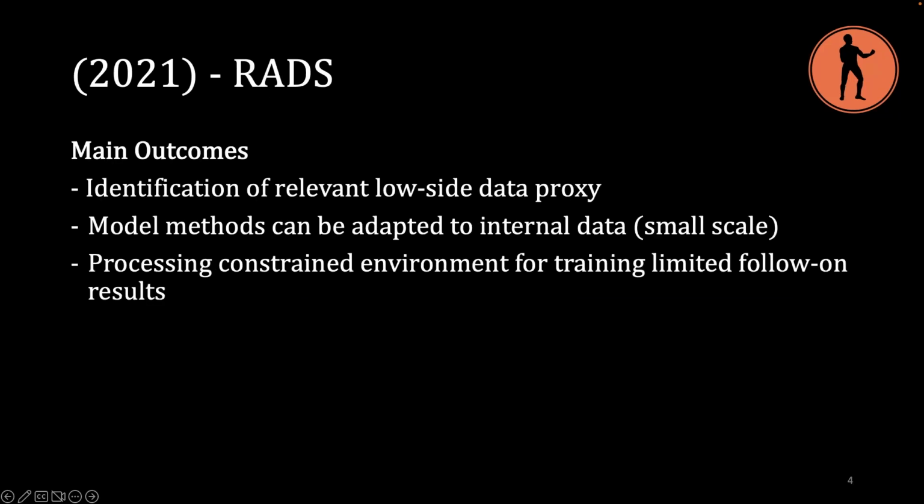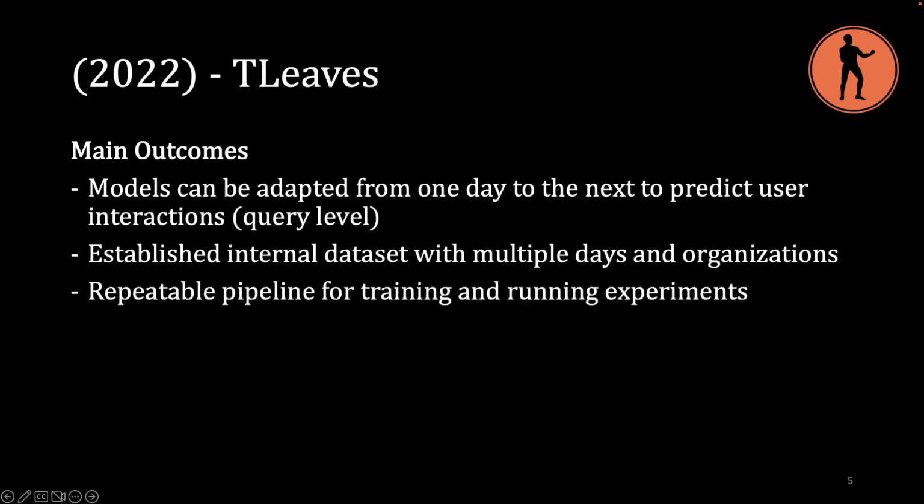So to give some outcomes from RADS, we identified a low-side e-commerce dataset which shared many high-level features with the high-side data, which made it an effective proxy for our internal dataset. We were successful in adapting these methods to the internal data. However, limits to our processing and data storage capability restricted the scale of our experiments, which brought us into TLeaves in 2022. In TLeaves, we scaled these methods up and applied them to the time domain as well.